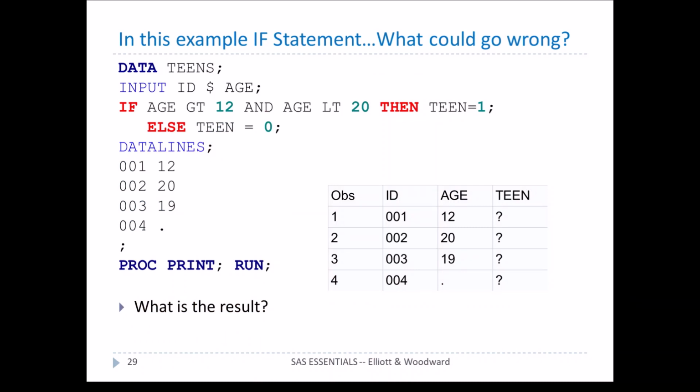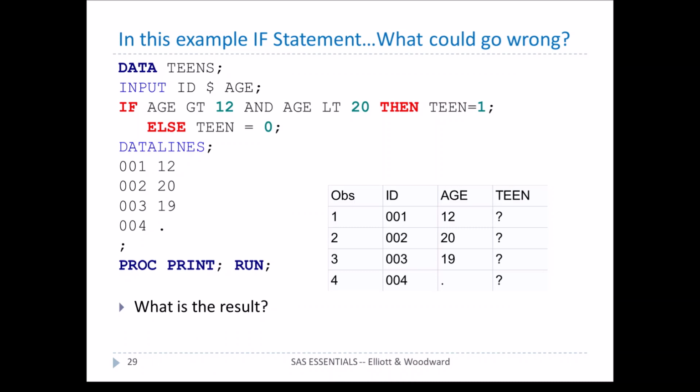So let's look at this example, this if statement. Now this if statement looks like it might be okay, but there's something going wrong here. So let's just carefully look at this. You've got to be careful with these if statements to make sure you cover all your bases. In this case, we're reading in age, and we say if age is greater than 12 and age is less than 20, then we're going to call this person a teen, teen equals 1, else teen equals 0.